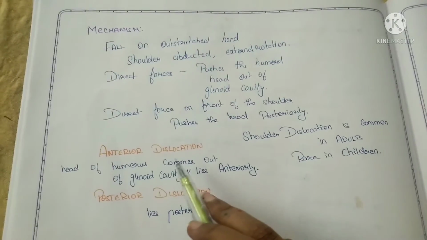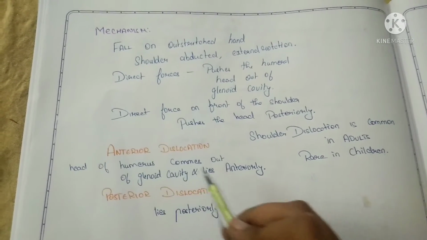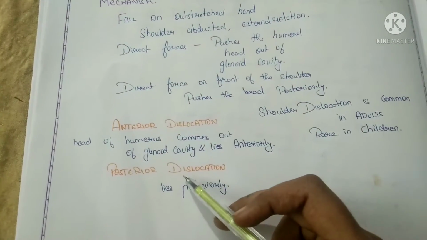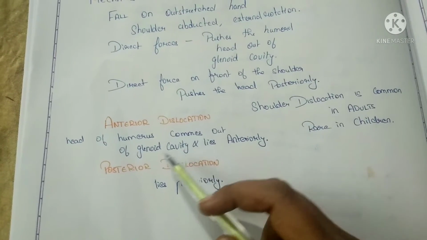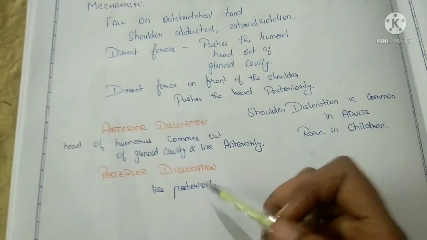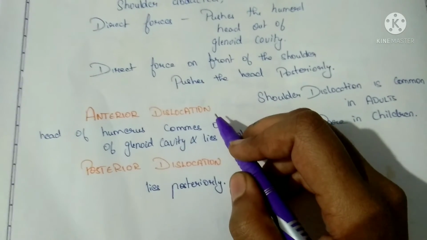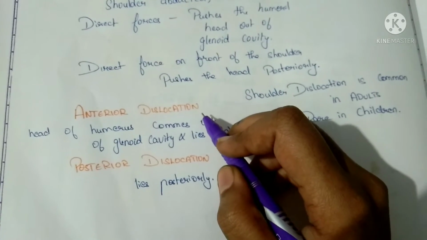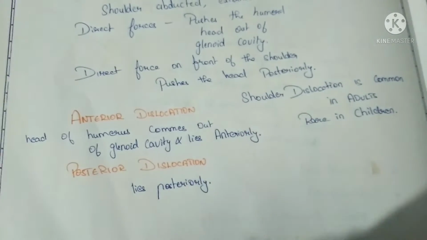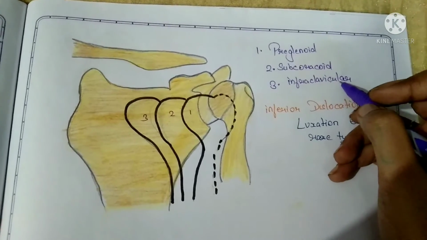The anterior dislocation results when the head of the humerus comes out of the glenoid cavity and lies anteriorly, whereas in posterior dislocation, the head of the humerus comes out from the cavity and lies posteriorly. In anterior dislocation, there are subtypes based upon the position of the dislocated head of the humerus. There are three subtypes: the preglenoid, subcoracoid, and the infraclavicular.